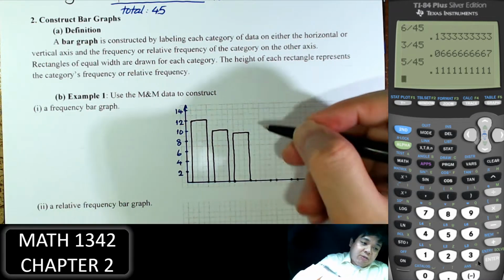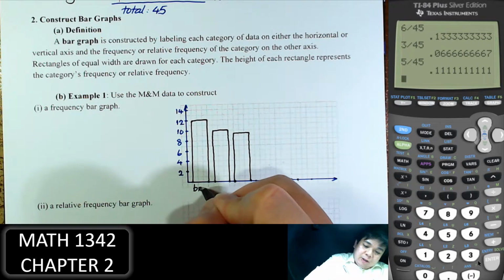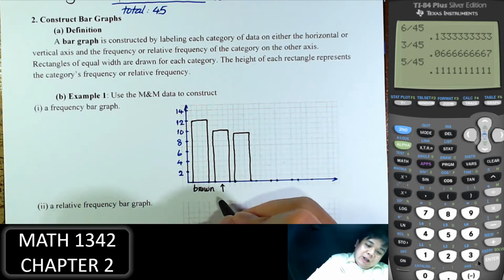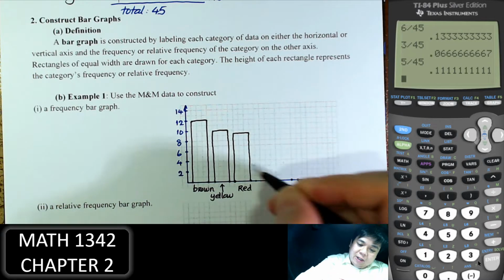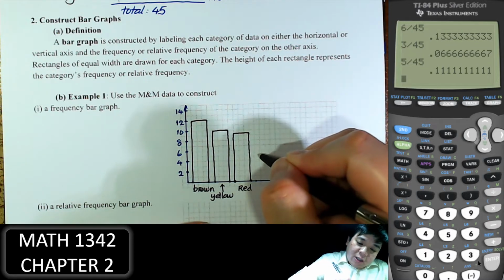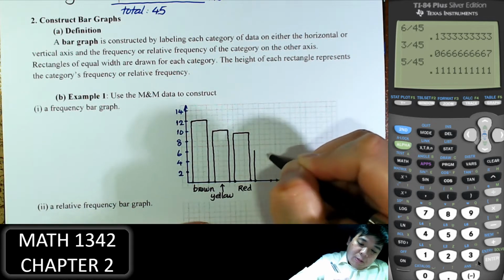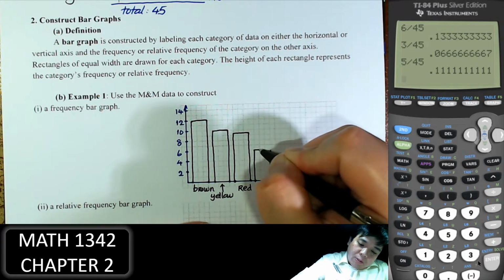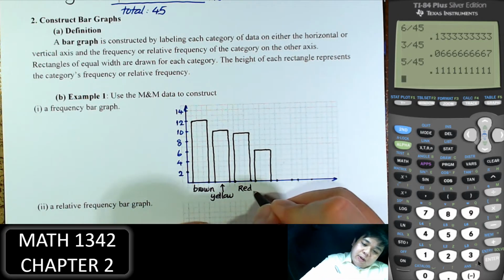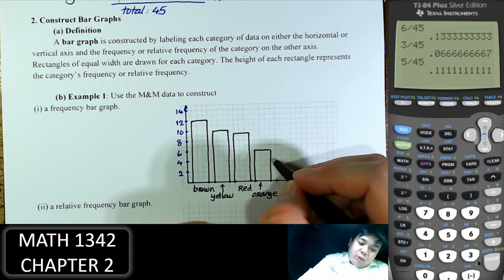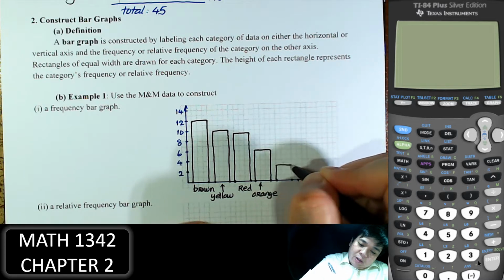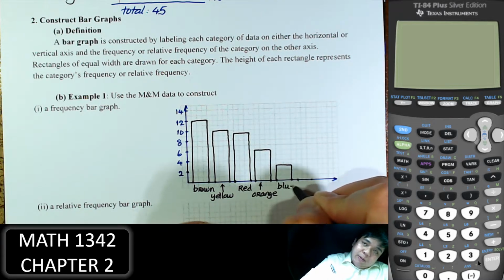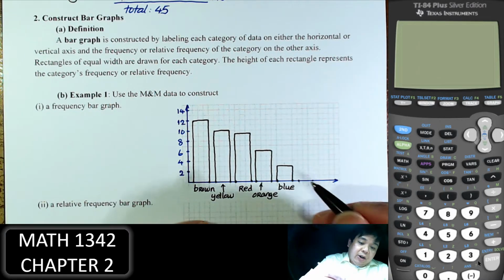Brown, yellow, and then red, and then orange 6. And then blue 3. And then green is 5.